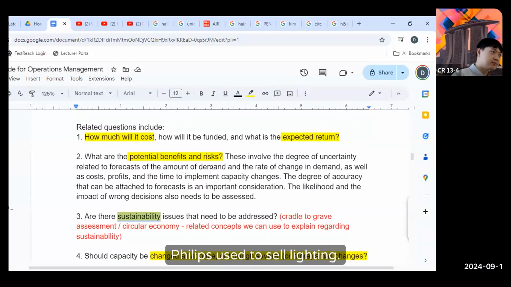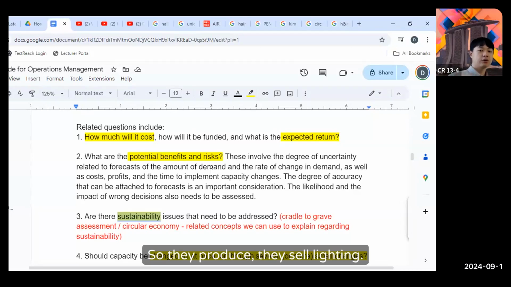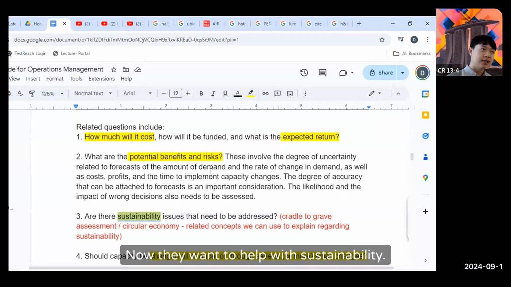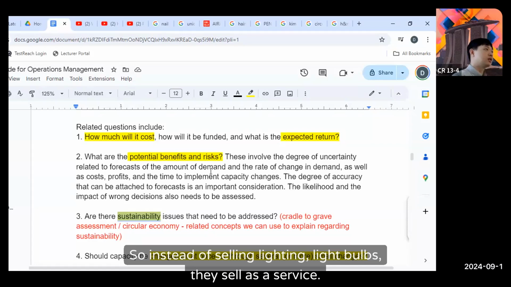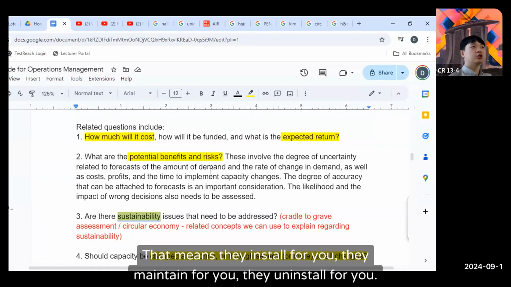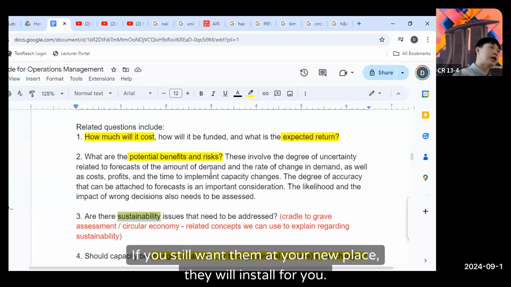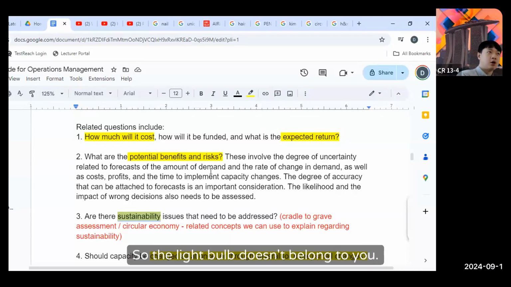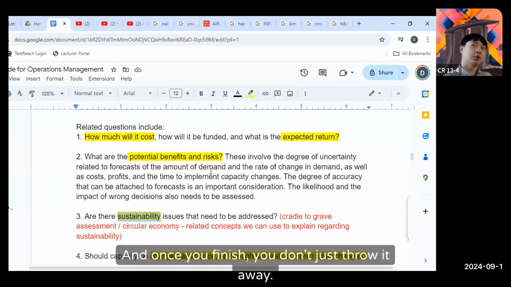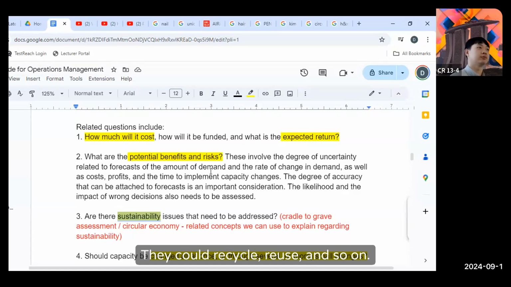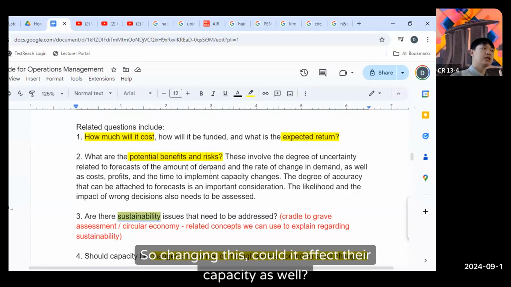Philips used to sell lighting, right? So they produce, they sell lighting. Now they want to help with sustainability. So instead of selling lighting, light bulbs, they sell it as a service. That means they install for you, they maintain for you, they uninstall for you. So when you leave the place, you don't need to care about the lighting, right? They will take it off, they will keep it back. If you still want them at your new place, they will install for you, then you continue paying them. So the light bulb doesn't belong to you. And once you finish, you don't just throw it away. They could recycle, reuse, and so on, right? So changing this, could it affect their capacity as well?